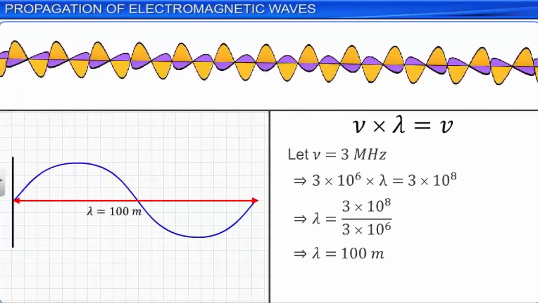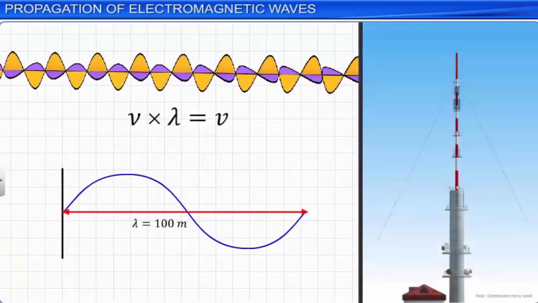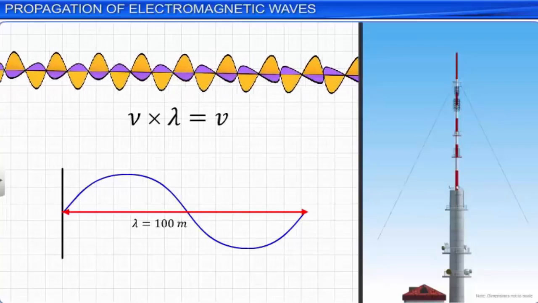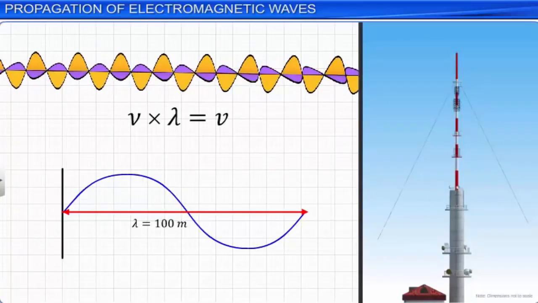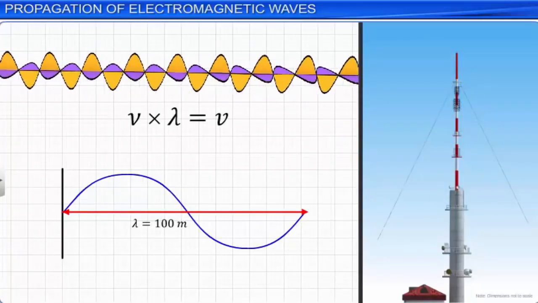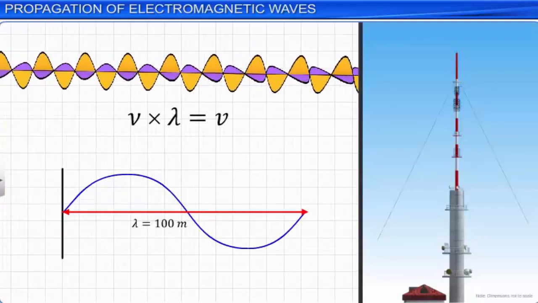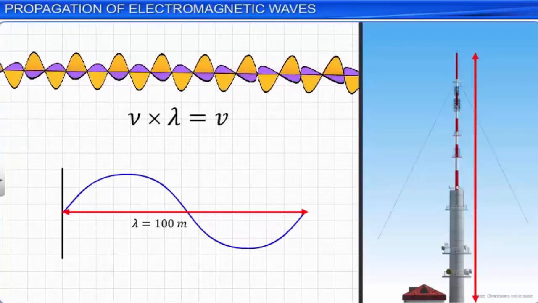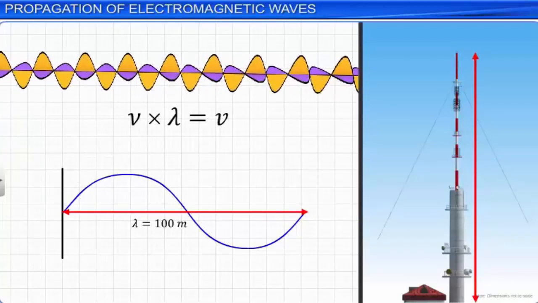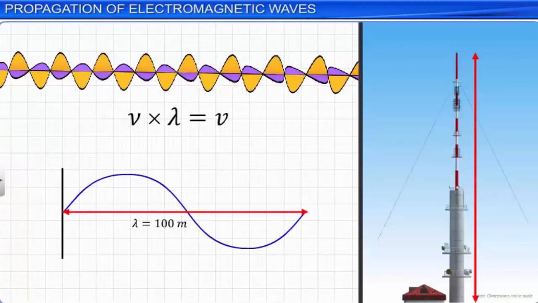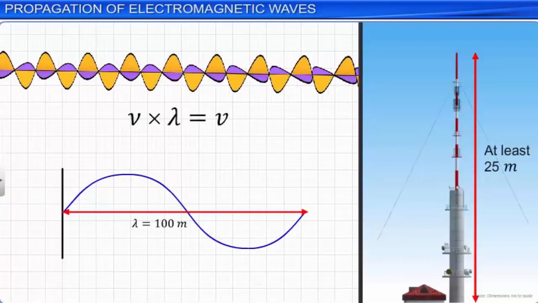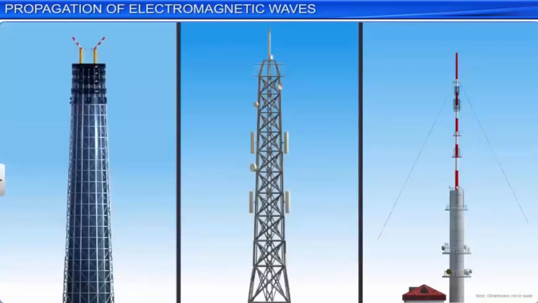To have an efficient transmission of signals, the size of the transmitting antenna should be nearly equal to at least 1/4 of the wavelength of the signal that it needs to transmit. Thus, larger the wavelength of the signal, larger is the size of the transmitting antenna. Thus, in the example considered, the size of the antenna should at least be 25 meter. Antennas of such large sizes are located on the ground, usually as tall transmission towers.